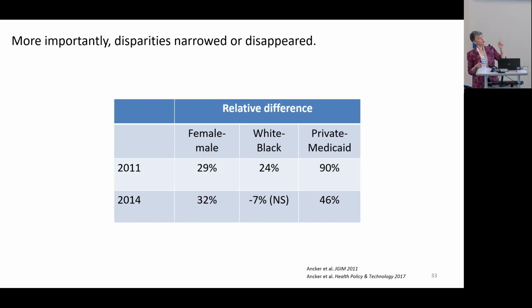But in 2011, white patients were 24% more likely than black patients to use the portal. But in 2014, that black-white difference disappeared. Now it's -7%, meaning black patients were slightly more likely, but it's not significant. So the racial disparity disappeared. We saw some decrease in the language-based disparity as well. And then I'm showing you here the insurance-based disparity. So private patients were 90% more likely to use it in 2011, and by 2014, they were only 46% more likely.